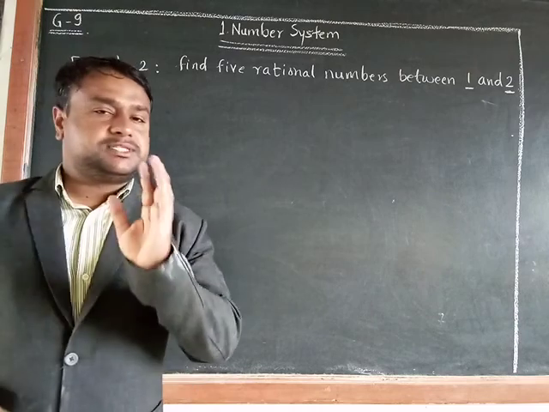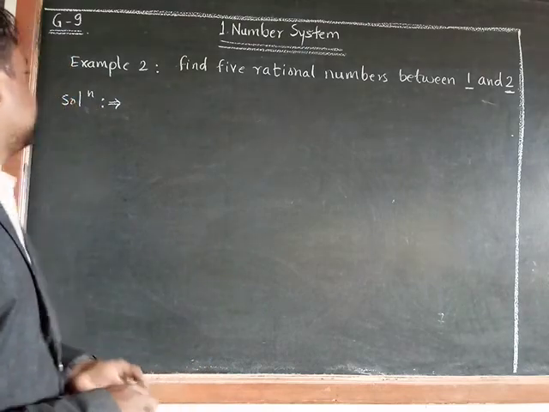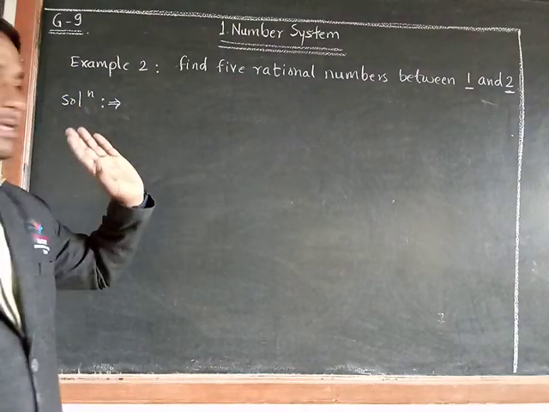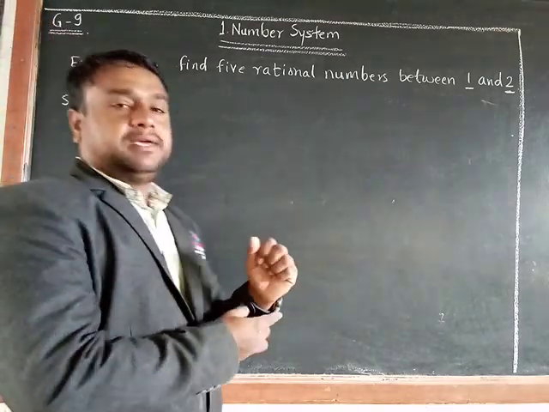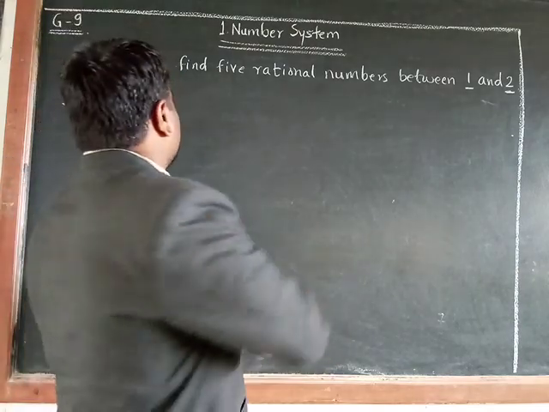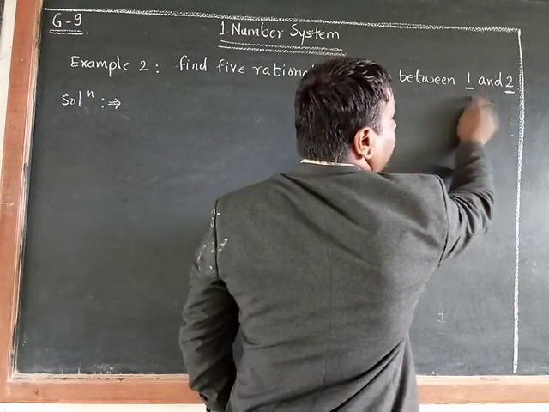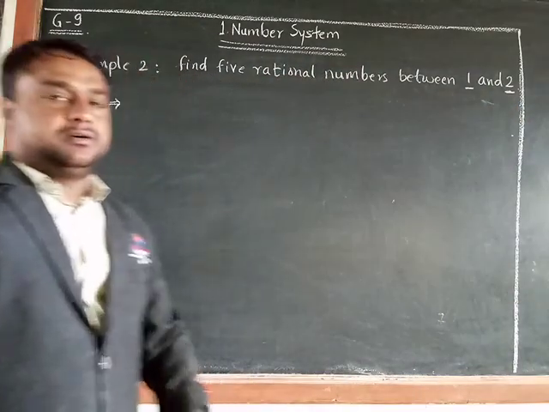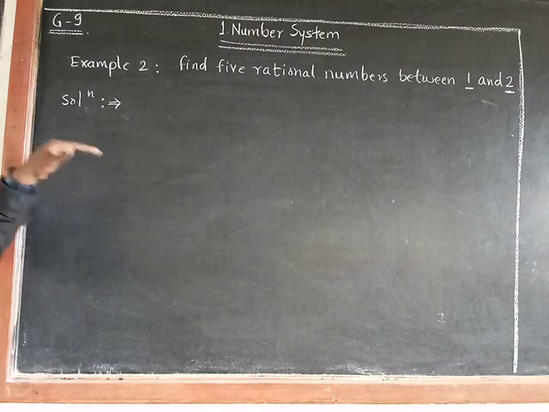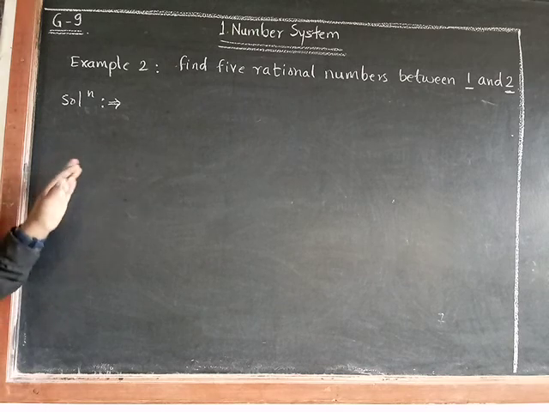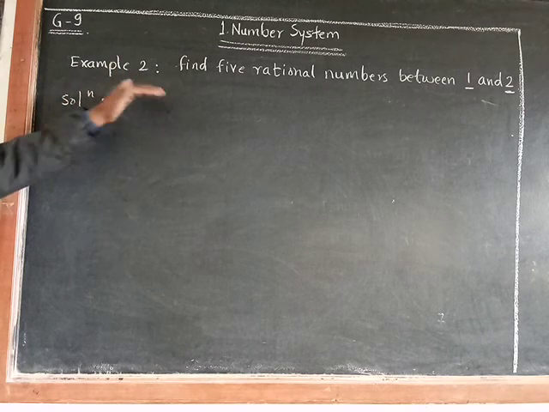Okay students, if you check page number 4 of your math textbooks, you can see there is example 2, and in example 2 they ask us to find 5 rational numbers between 1 and 2. So what we have to find out? We have to find 5 rational numbers between 1 and 2. There are two methods to find rational numbers between 1 and 2. So let us solve that example with solution.